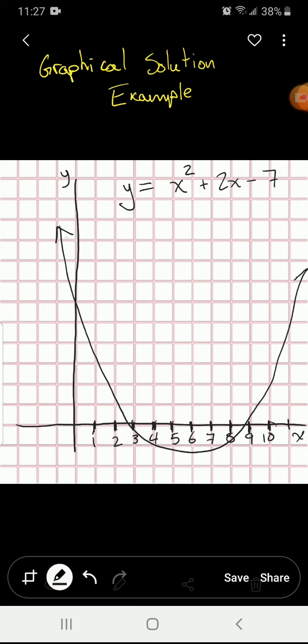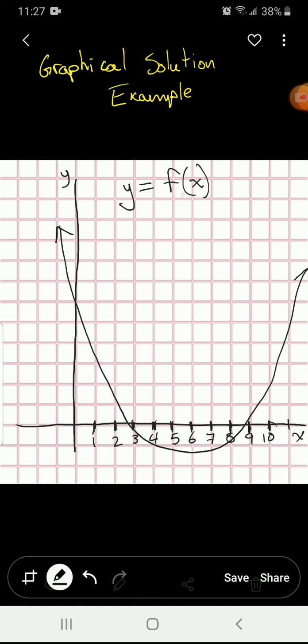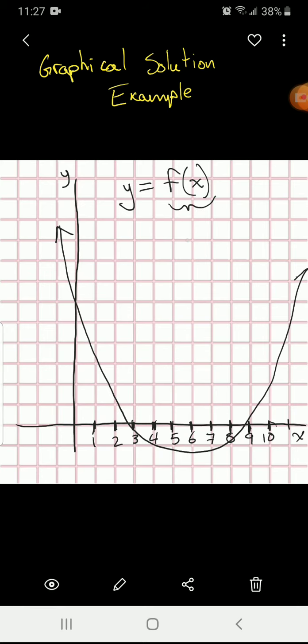So let's say that this graph here is something like this, but we don't know if this is actually correct. So instead of saying that, we're just going to say y equals f of x. Now all this means is that y is some function.